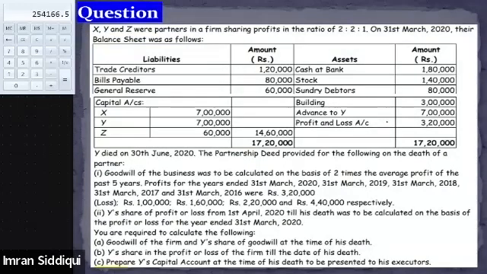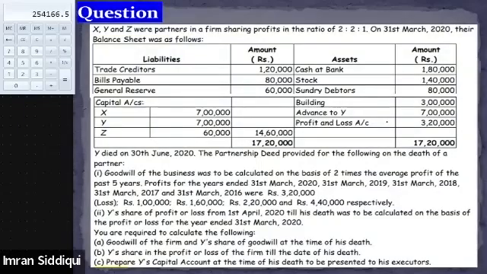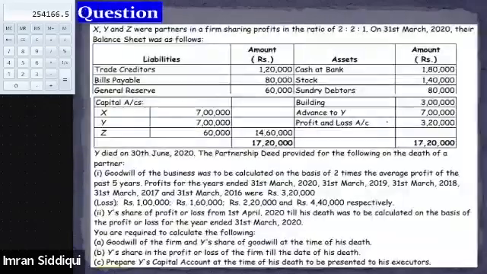This is not related to death. Oh, yeah, okay. Just a minute. Yeah, there is one more question. This is also based on death of a partner. But I think we already discussed this question. Anybody please confirm? X, Y, and Z were partners sharing the profit in the ratio of 2:2:1. Whether we did this question or not, I don't think we have done this question.